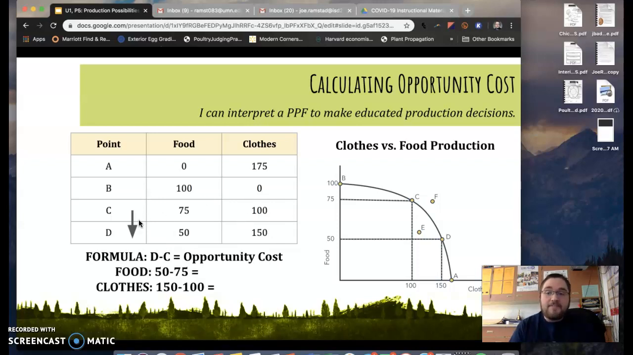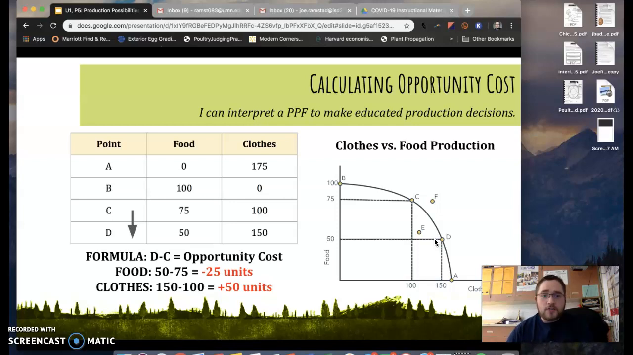So for food, we would take 50 units minus 75 units, and for clothes, we would do 150 minus 100. And we know that we are going to be losing 25 units of food and gaining 50 units of clothes in making that transition from C to D. We can confirm this because we go down on our food and we go over or increase our clothes. Okay, so when in doubt, graph it out. Make sure it checks your math and also the graph visually. They're pretty easy, straightforward problems, but you just got to think with your head, be logical, and you'll get the right answer almost every time, guaranteed.